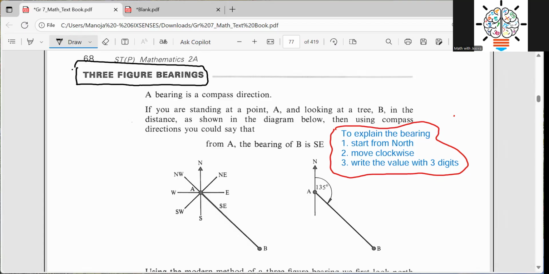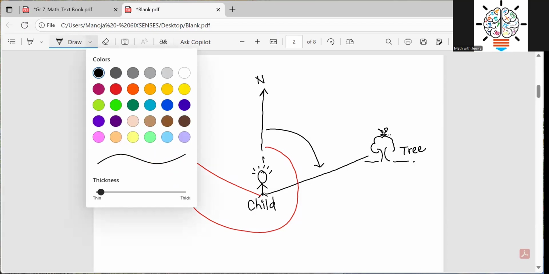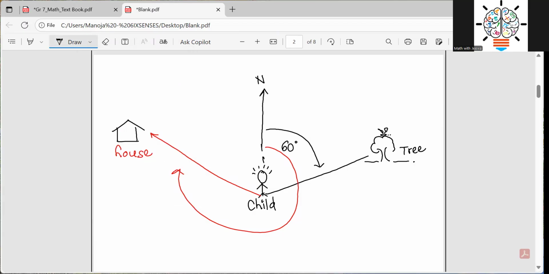You know that north, northeast, east, southeast, south, southwest, west, northwest, north. So these are the directions. You know that. So when you look at B, the tree, the bearing of B is southeast. But in our math lesson, when it comes to three-figure bearing, you explain the bearing starting from north, and you move clockwise, and write the value with 3 digits. For example, children, let's say this is only 60 degrees, right? This is only 60 degrees for an example.